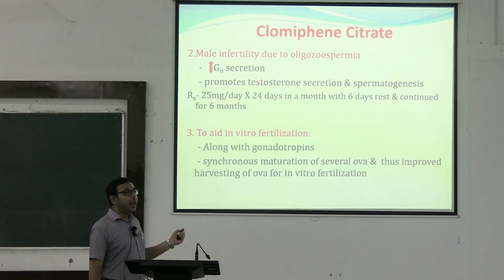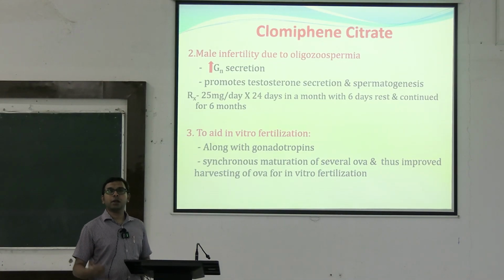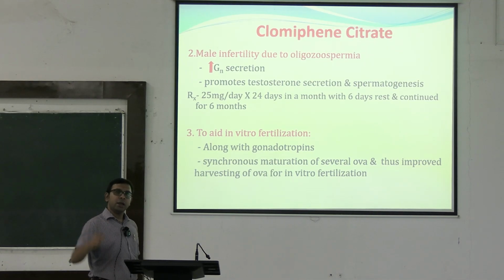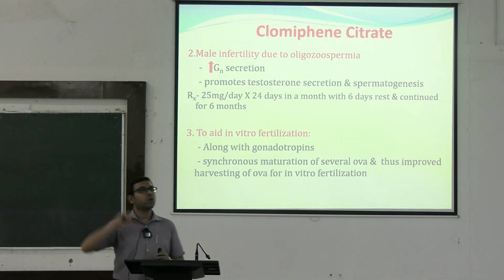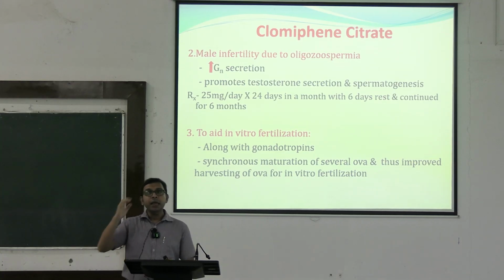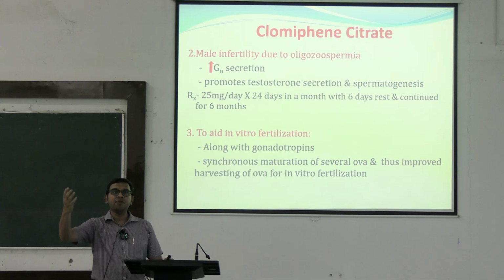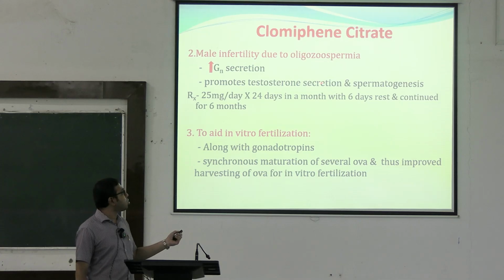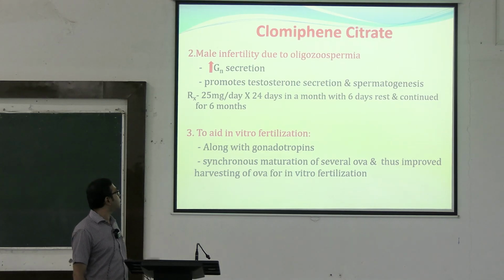Okay. Male infertility: it can also be used in male infertility, mainly due to oligozoospermia, that is, the sperm count is very small. Ultimately, in a similar way, they increase gonadotropin secretion because they are inhibiting the negative feedback effect of the pituitary hormones on the hypothalamus. So this also promotes testosterone secretion and spermatogenesis.